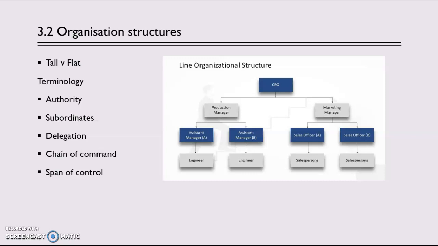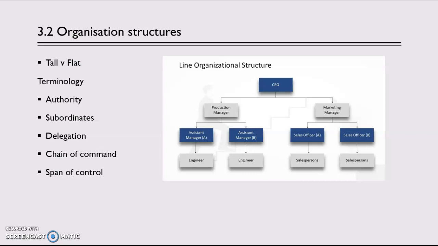So authority is to do with who has the power to make decisions. In the diagram here, the CEO has the overall authority within the organisation, but the production manager will have authority over the production decisions, and they'll oversee what goes on there.